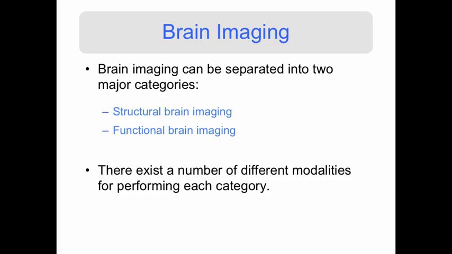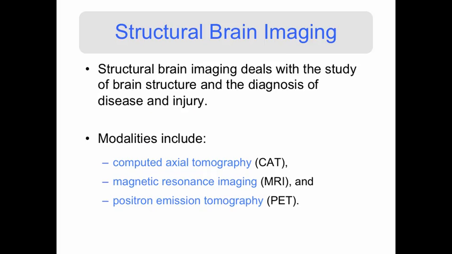In general, brain imaging can be separated into two major categories. We have structural brain imaging and functional brain imaging. Now, there exists a number of different modalities for performing each category. Structural brain imaging deals with the study of brain structure and the diagnosis of disease and injury. If you have a stroke or a traumatic brain injury or something like that, you might go into the doctor and get a structural brain scan in order to see whether there's been any damage.